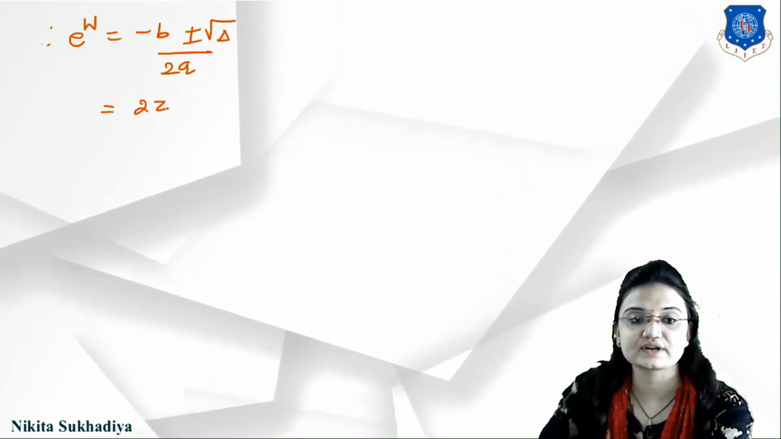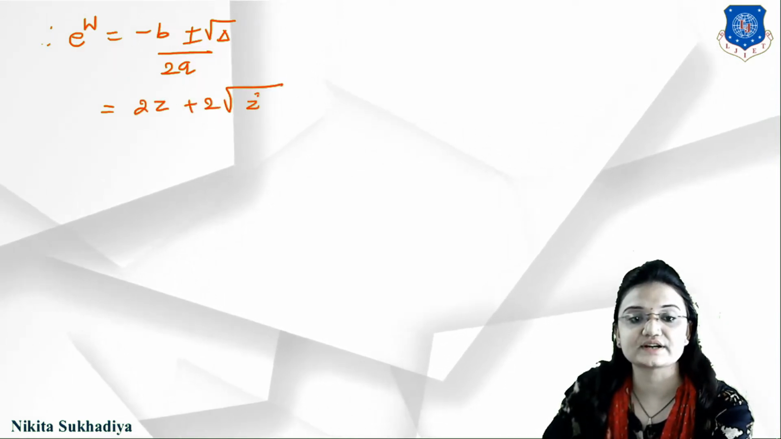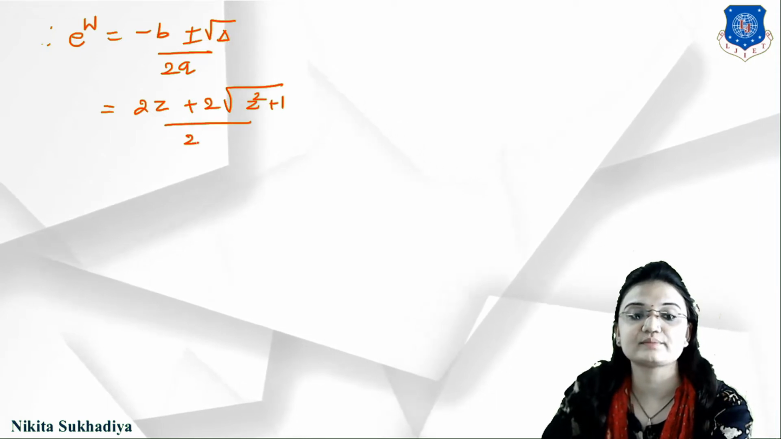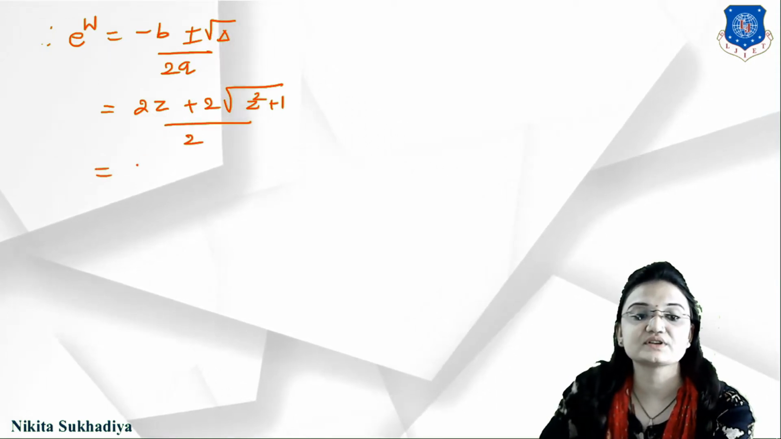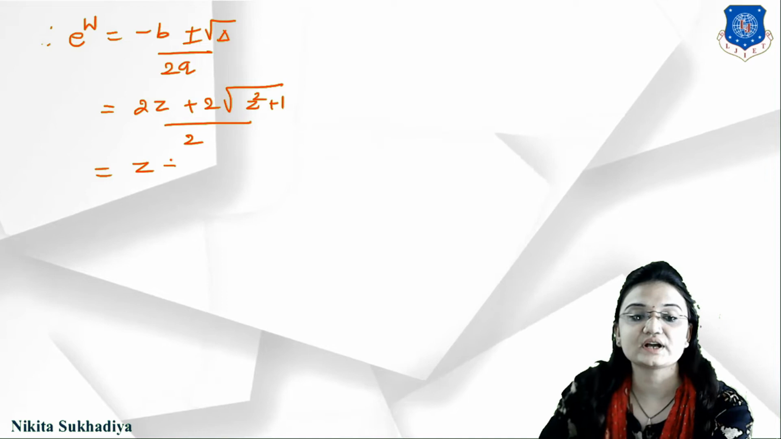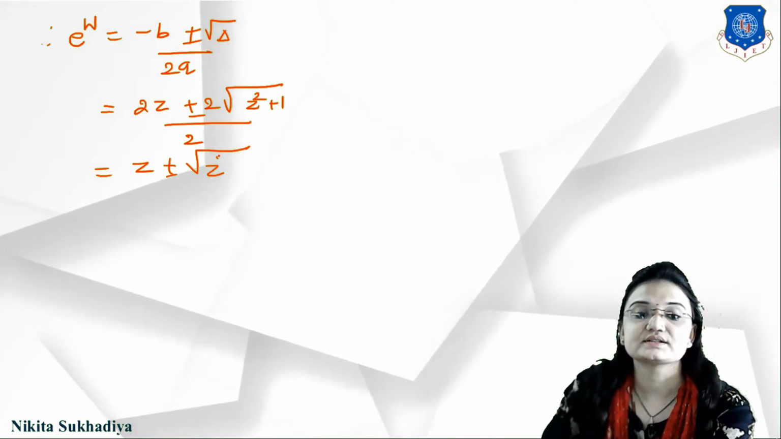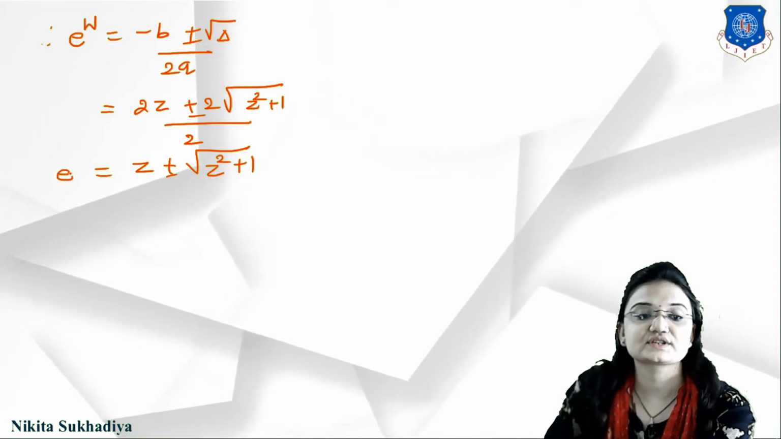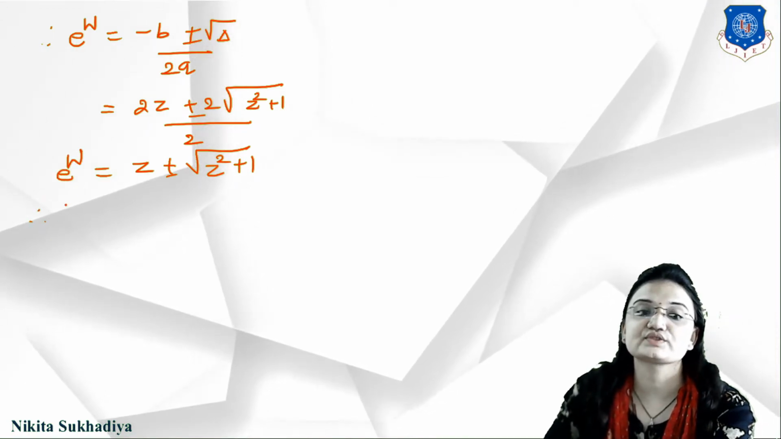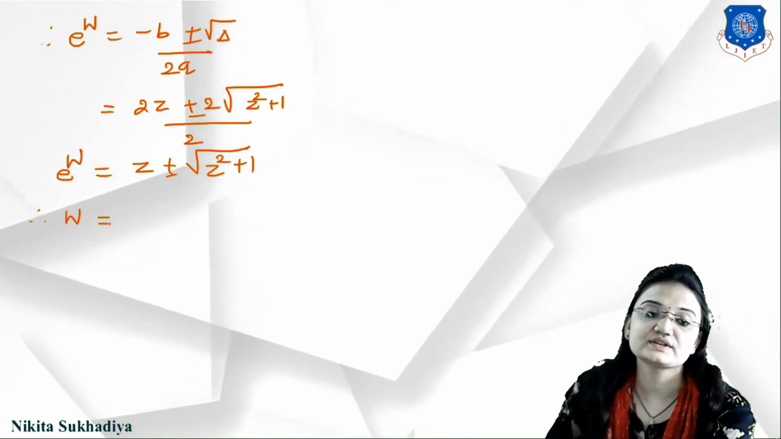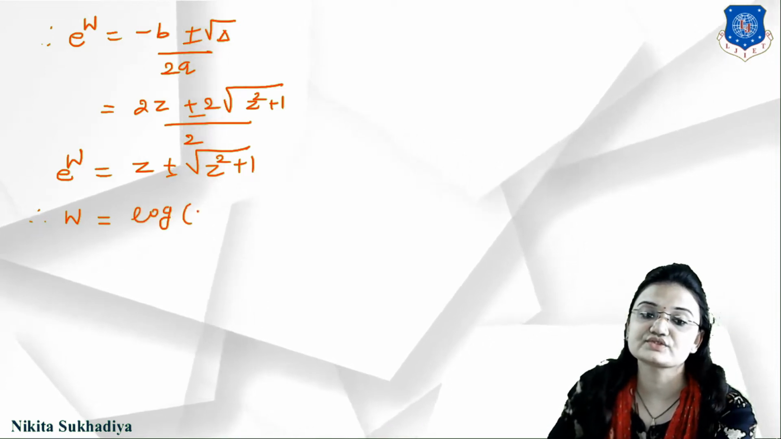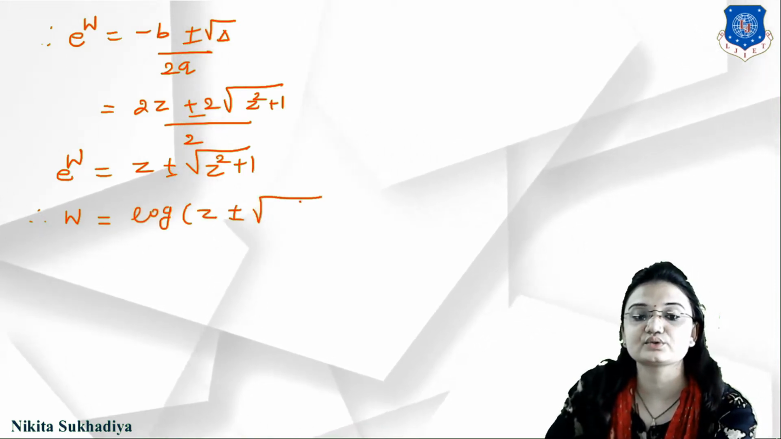So this is 2z plus or minus 2 under root of z square plus 1 divided by 2. And by taking 2 common, this will become z plus or minus under root of z square plus 1, which is e raised to w. Okay, so we can say that w is equal to logarithm of z plus or minus under root of z square plus 1.